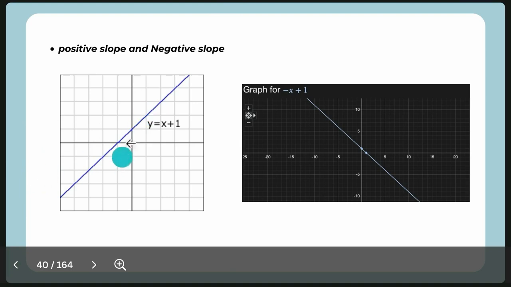So it will have an equation of y equals x plus 1, or basically y is equal to x if it's going through the origin. Both are a positive slope. If you have this kind of line, you see that it's going in the opposite direction of this line. So it has a negative slope, and it means it's a decreasing line.